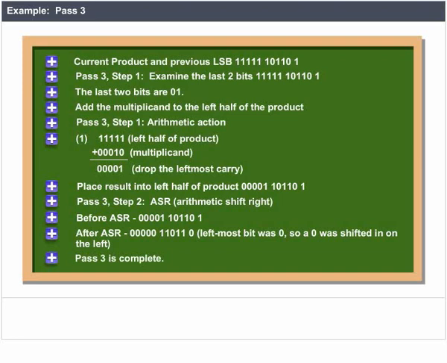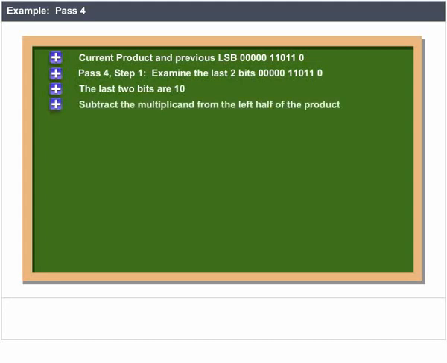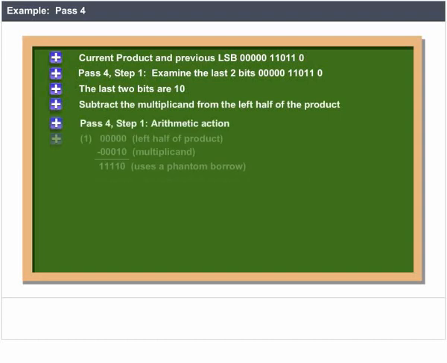Pass 3 is complete. Example, Pass 4. Current product and previous LSB: 00000, 11011, 0. Pass 4, Step 1. Examine the last two bits of 00000, 11011, 0. The last two bits are 1, 0. Subtract the multiplicand from the left half of the product. Pass 4, Step 1. Arithmetic action.